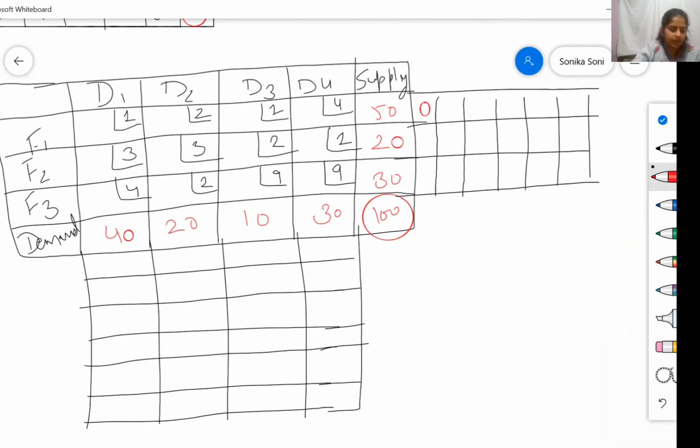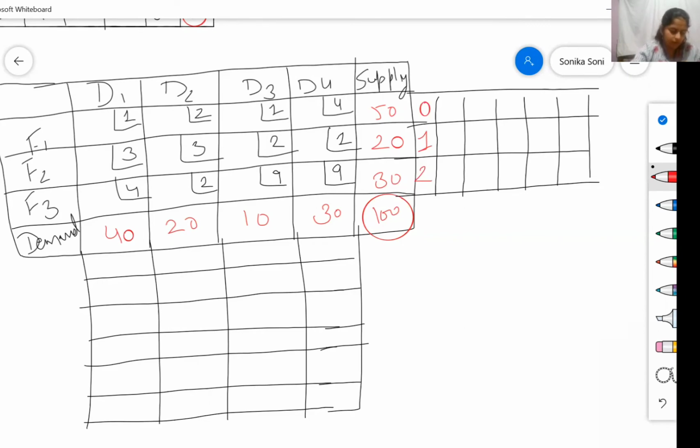Now in the second row we have 2 and 1 as the lowest costs. So we will write the difference, which means 2 minus 1 is 1. In the third row, we have 4 and 2 as the lowest costs, that is in F3D1 and F3D2, which means the difference of these two is 2.